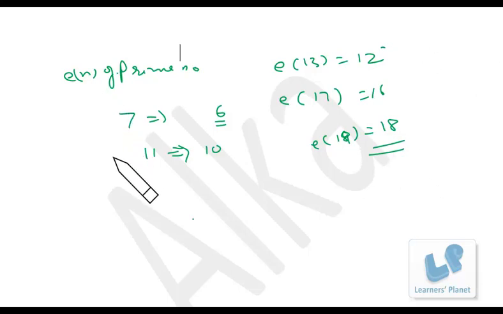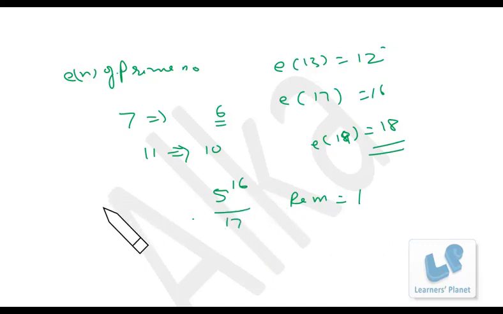I will take a very simple example of this concept. Say I have 5 raised to 16. The Euler number of 17 is 16. So if 5 raised to 16 is divided by 17, the remainder will be 1. And we have already verified that using Fermat's theorem, right? I hope you are able to recall Fermat's theorem: 5 raised to 17 minus 1 divided by 17, the remainder will be 1. So that was Fermat's theorem, and this I have done using Euler's concept.